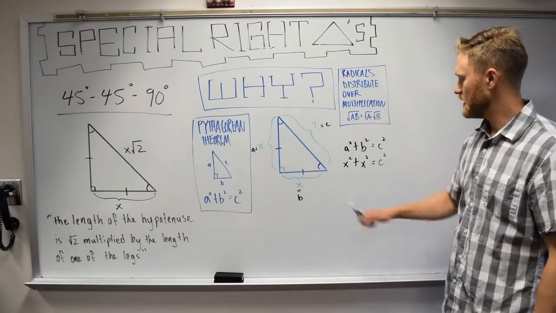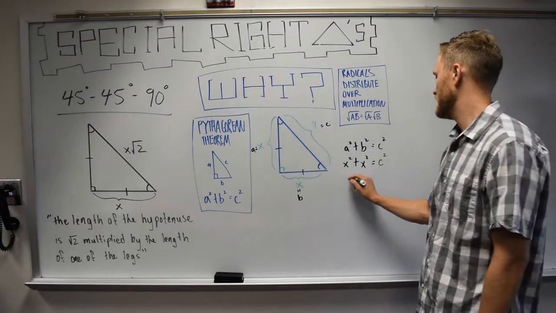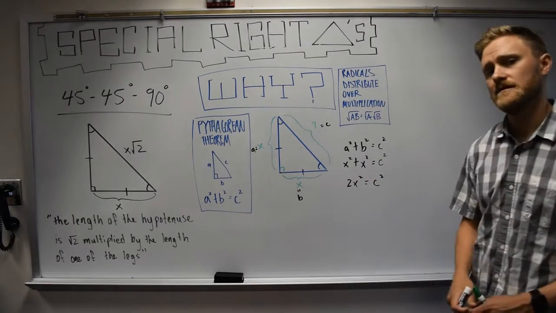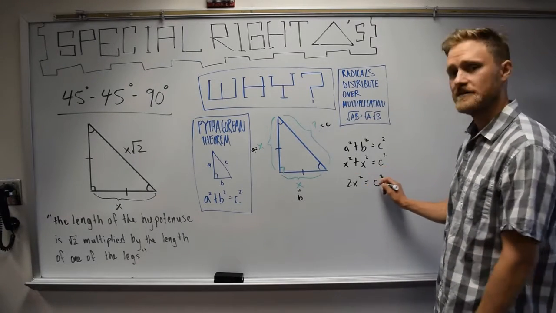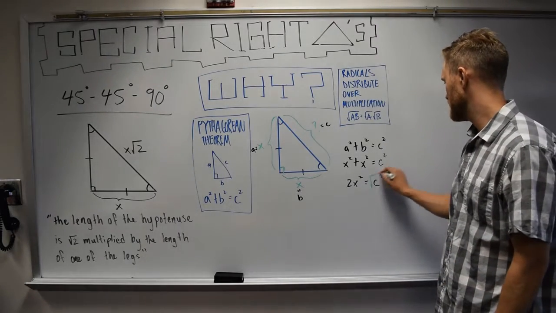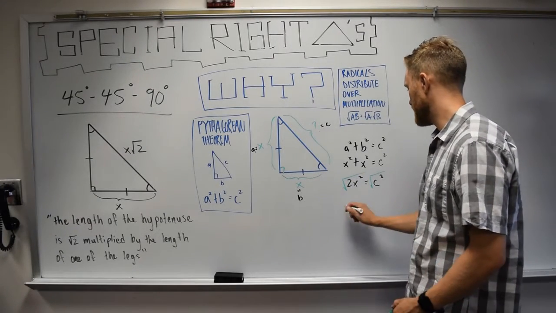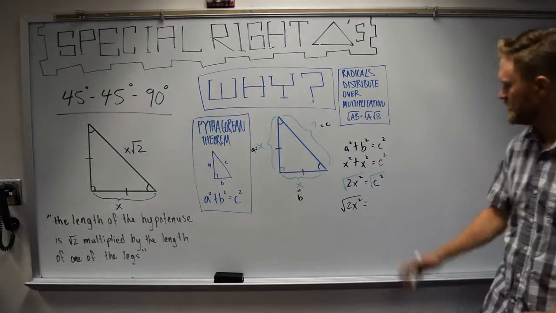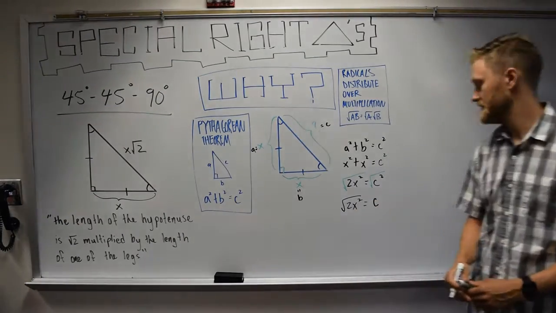Now, x squared and x squared are like terms, so I can add x squared to x squared, and I get 2x squared. Now we are almost there. My goal here is to figure out what c is, so I'm going to take the square root of both sides. On the left side, I'm left with the square root of 2x squared. And on the right side, the square root of c squared is just equal to c.